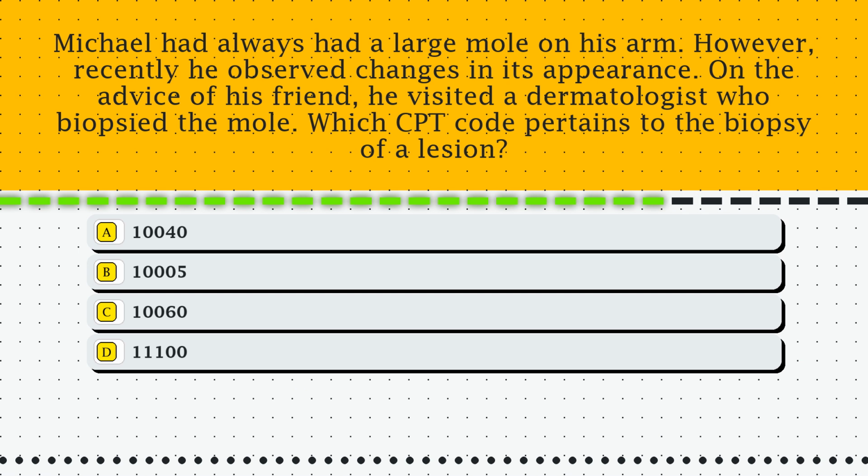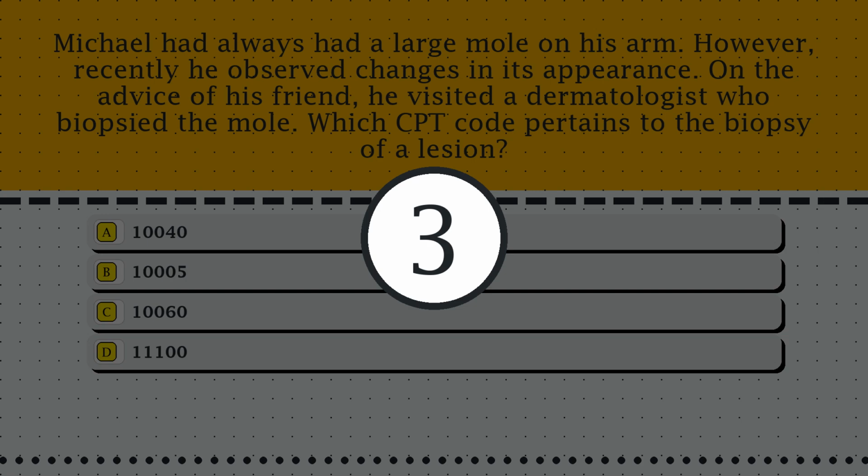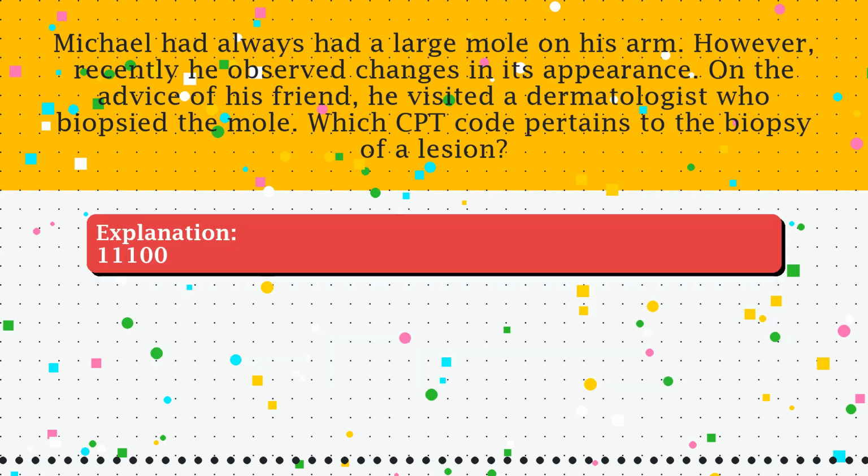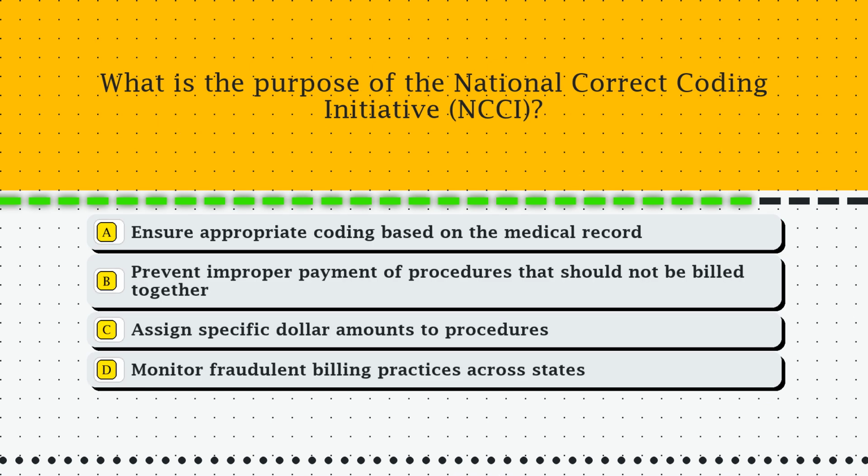Question 258. Michael had always had a large mole on his arm. However, recently he observed changes in its appearance. On the advice of his friend, he visited a dermatologist who biopsied the mole. Which CPT code pertains to the biopsy of a lesion? Option A, 10,040. Option B, 10,005. Option C, 10,060. Option D, 11,100. The correct answer is option D, 11,100.